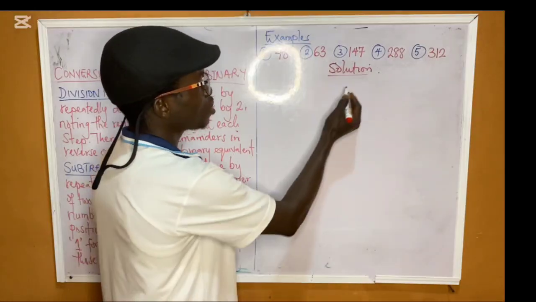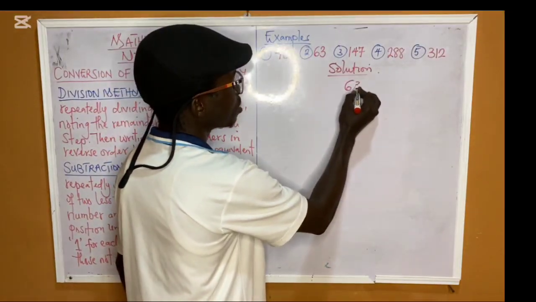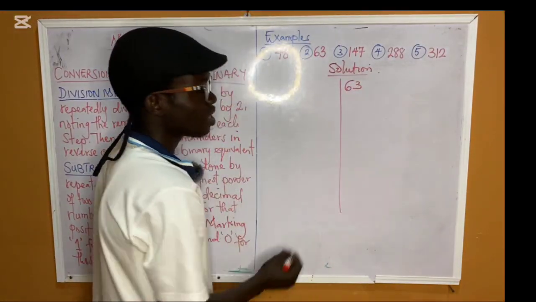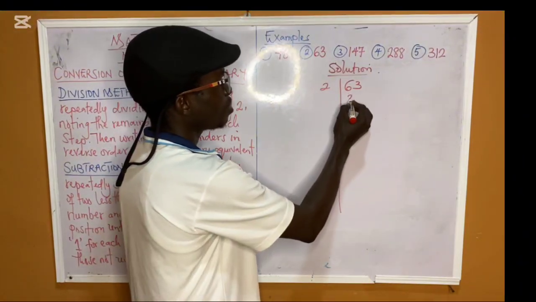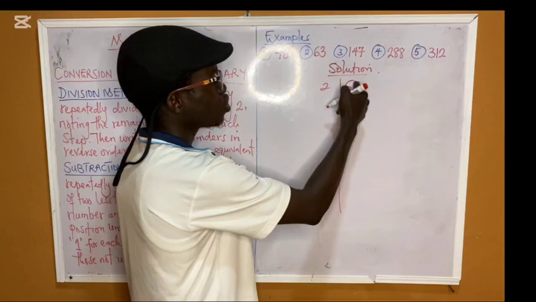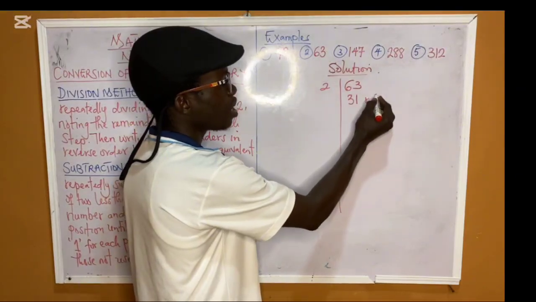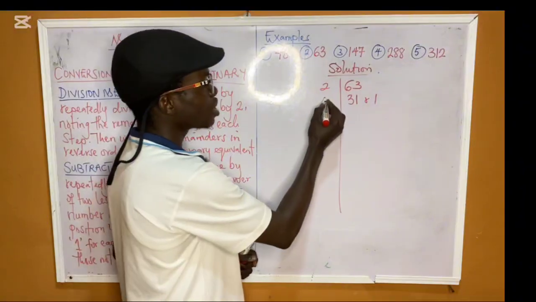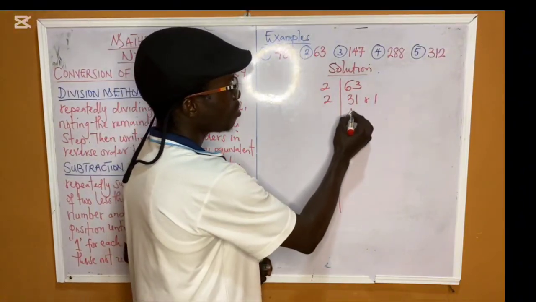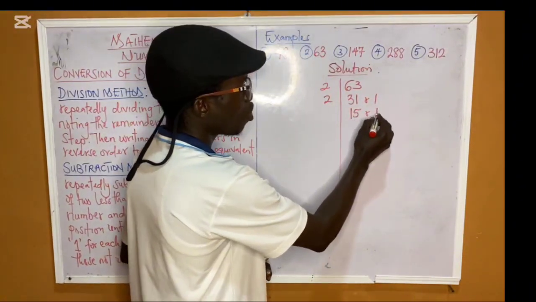Now for the second question, we have 63. So let's divide this also. 2 in 63, that is 31, remainder 1. 2 in 31, that is 15, remainder 1. Just do it one after the other. You don't need to rush.